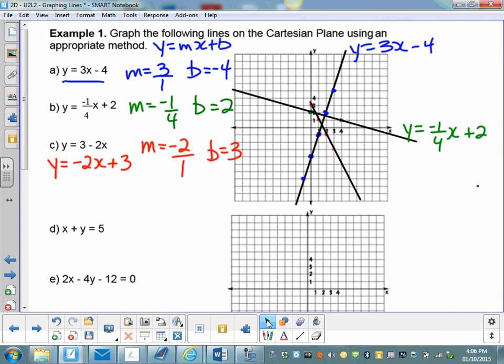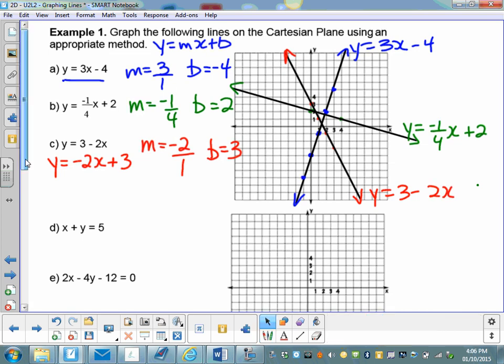Okay, so I'll just extend that line. When we draw these lines, we really should extend them to fill the graph. And we'll talk more about why that's important later on. But just trust me on that for now. So I'll put my arrowheads on the end of these lines, and I have to label that last line. So the last line we had there is y equals 3 minus 2x.